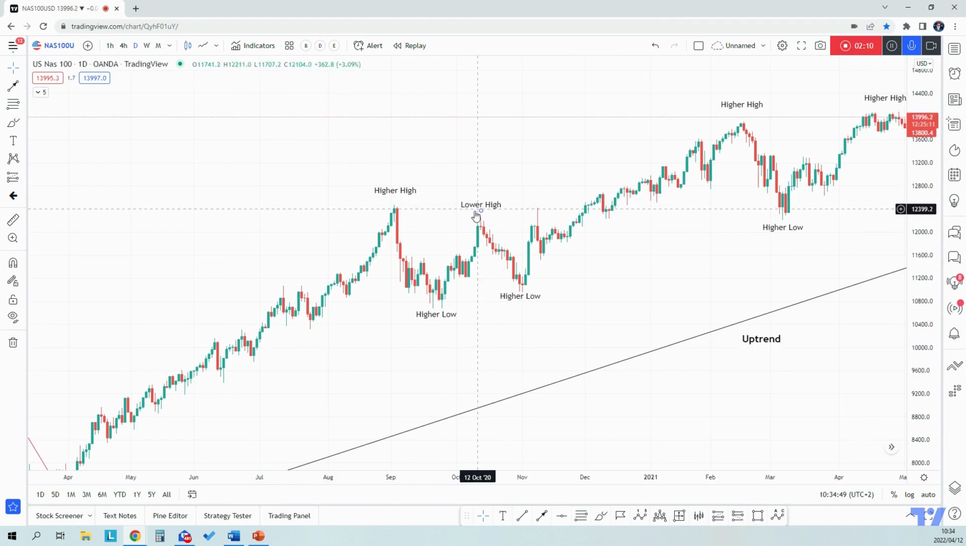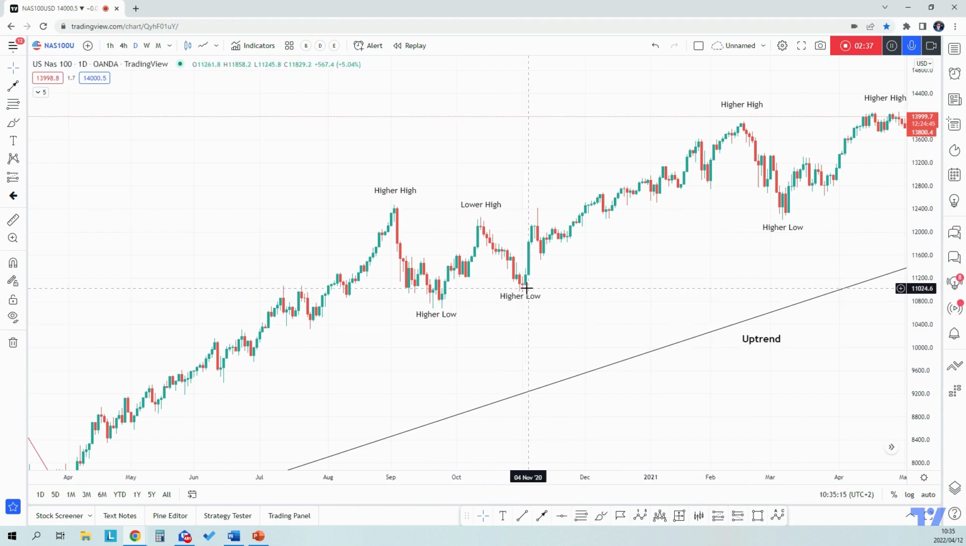Then we had a lower high, and I obviously sat up and took note because I was in a long position over here. And when this lower high formed, what you need to do is keep an eye on the next low formation. If you get a higher low, it's possible that the trend will continue as it did. We got a slightly higher high over there, and then a continuation with higher high and higher low again.